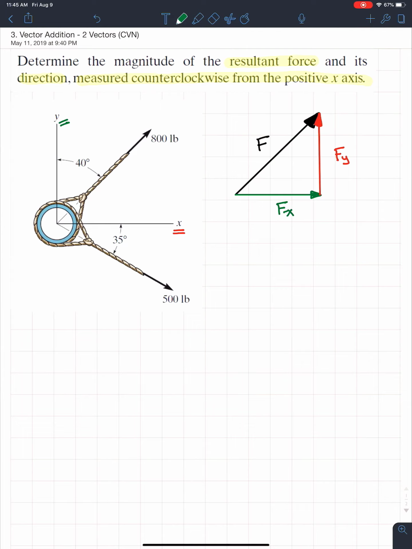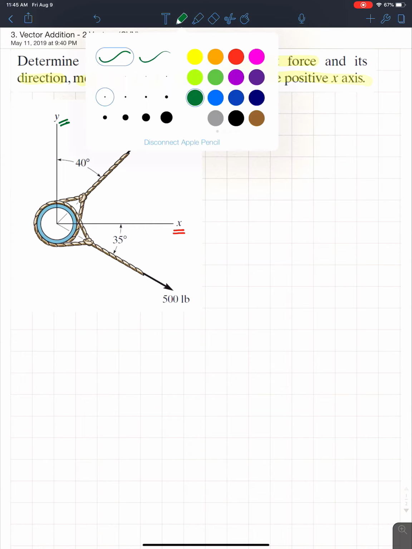And then what's really nice is once we have these components, the Fx and Fy, we can actually start combining them with other vectors to give us the magnitude. And it's actually really, really simple. But let's not get too far ahead of ourselves. Let's just start with the example and start finding our components of each vector.